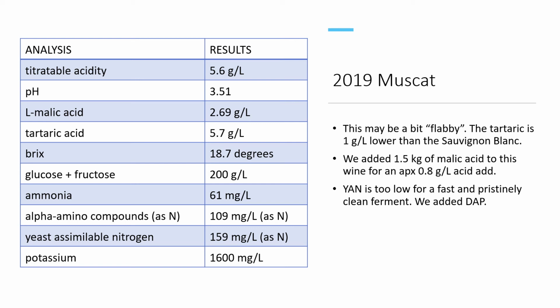Here we have some remediation that needs to occur. Muscats are notoriously flabby. Muscat just doesn't hold acidity well from the vineyard, so this isn't specific to this growing season or this vineyard. Muscats just have lower acid than Sauvignon Blancs, which we would compare it to in the previous slide. This may be a little bit flabby here because I'm seeing a tartaric acid of 5.7. This is actually pretty good looking. The tartaric is a gram a liter lower than the Sauv Blanc, and it's not like we want this muscat to taste like the Sauv Blanc, but it's still quite a bit lower.